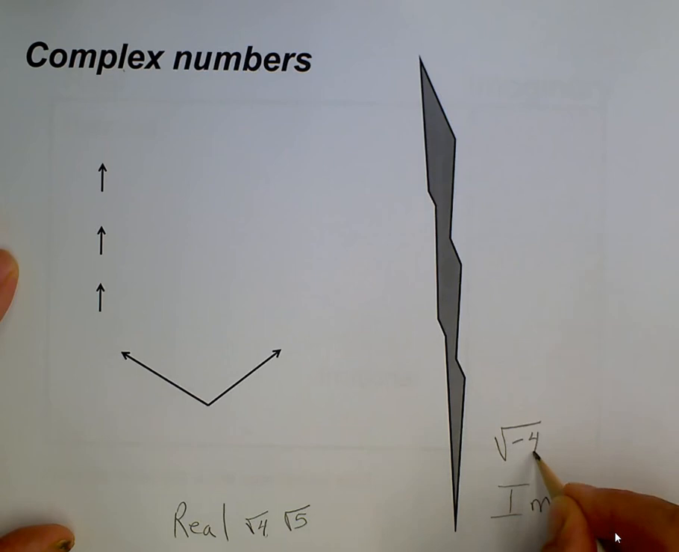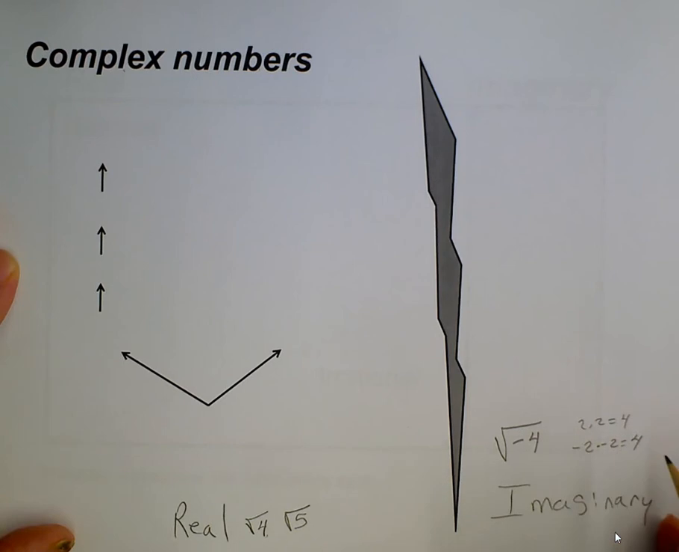Now over here with imaginary numbers, the square root of, for instance, negative 4. The square root of negative 4 would mean what times itself is negative 4? Well, 2 times 2 is 4. So that won't work. Negative 2 times negative 2 is also 4. So that won't work. There's no number that you can multiply by itself that will give you a negative 4. Because a positive times a positive is a positive, and a negative times a negative is also a positive. So imaginary numbers, what they really are, is the square root of a negative number.